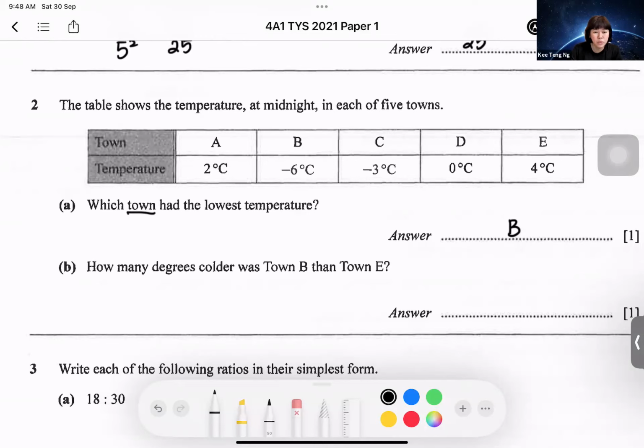Okay, how many degrees colder? So you take the larger number minus the smallest number. But town B and E, right? So town B, town E. So take the higher temperature, which is 4, minus the lower temperature, -6 degrees Celsius. So it's minus a negative number. It becomes 10 degrees Celsius. Remember to put in your units. The larger minus the smaller one.